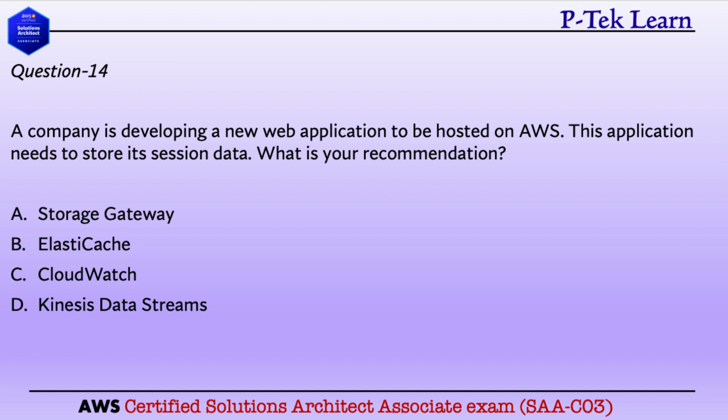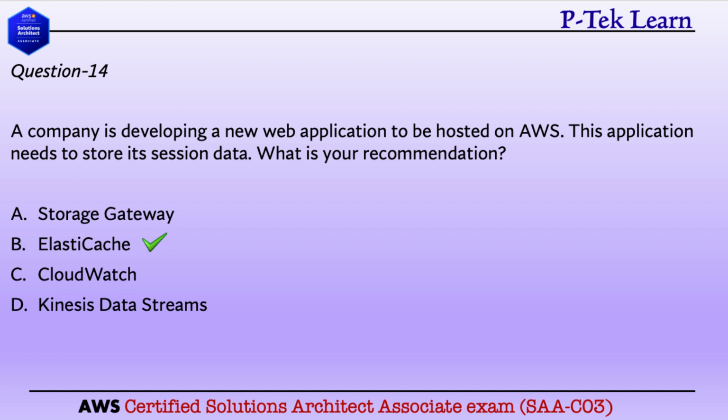Option B, ElastiCache. ElastiCache is the perfect option for this requirement. ElastiCache is a web service that makes it easy to set up, manage, and scale a distributed in-memory data store or cache environment in the cloud. It provides a high performance, scalable, and cost-effective caching solution while removing the complexity associated with the development and management of a distributed cache environment. So this is the right option for this requirement.